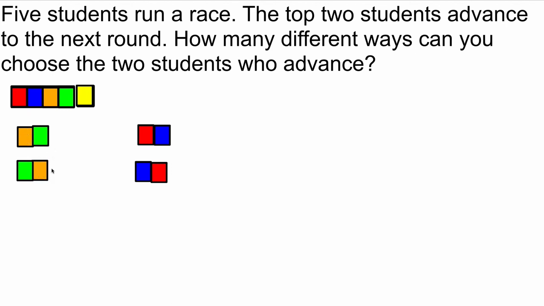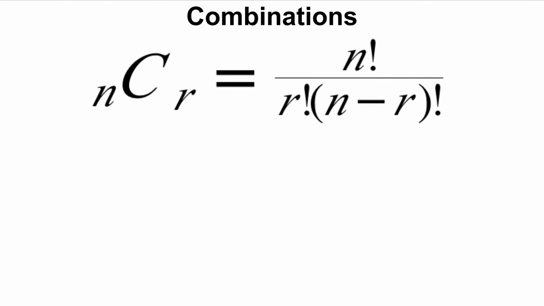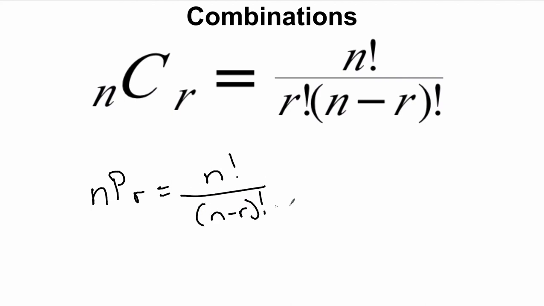Every single time, like yellow, green, green, yellow, it's the same thing as red, blue, blue, red. Each one's going to show up twice, but we really only want to count it once because we're counting the people that advance. So we need to add something to our formula. So we've added something. We had nPr is equal to n factorial over n minus r factorial. And this is the exact same thing as a combination, except for this term right here, r factorial.